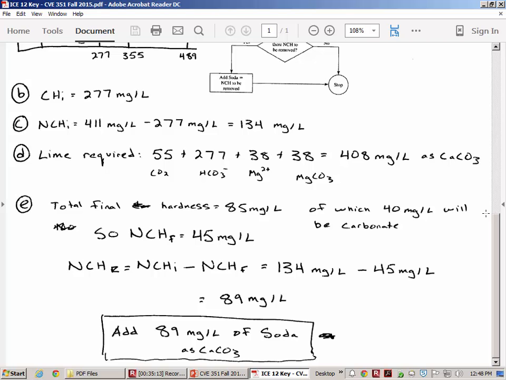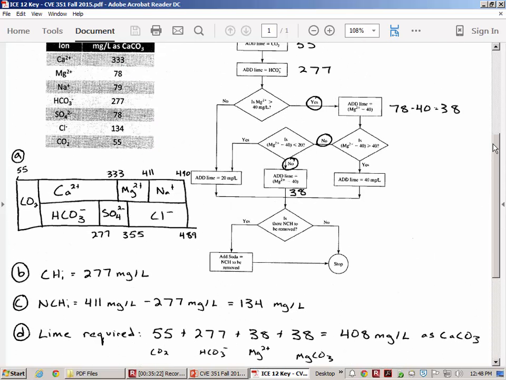This 134 is coming from the bar chart: the non-carbonate hardness is the hardness from here to there. So 411 minus 277. The total hardness was the calcium and the magnesium, and then subtract however much HCO3 there is.